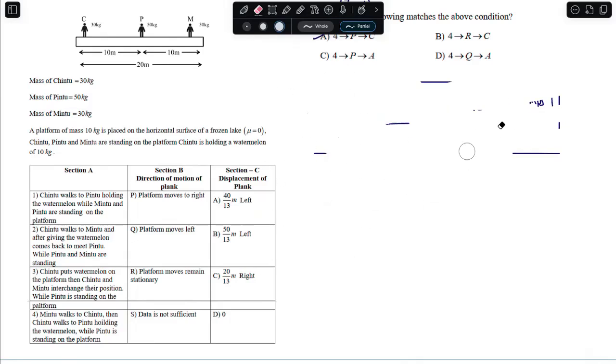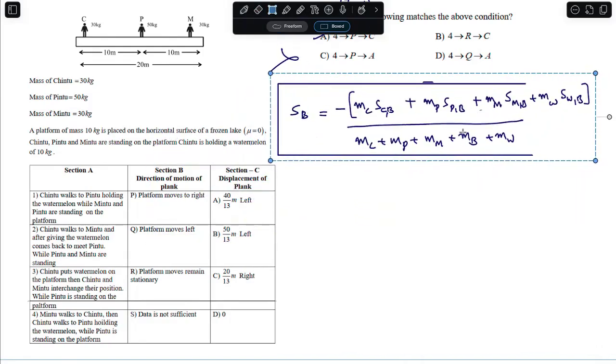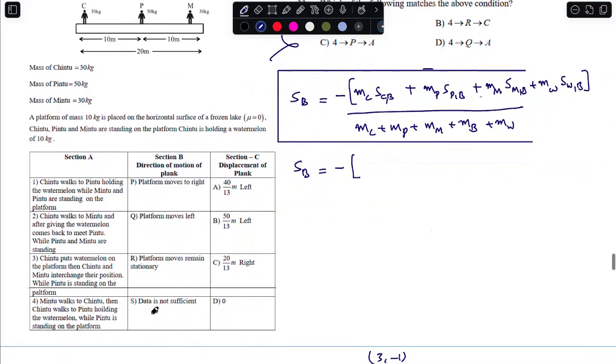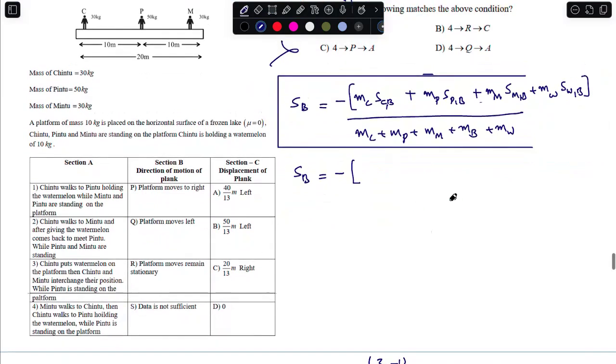Why don't we require the old one? We have just modified it. Just substitute things here, and by substituting things here you will have a situation. Now, who do we need to discuss as 4? Mintu walks to Chintu. Where is Mintu? Mintu 30 walks to Chintu's place, minus 20.